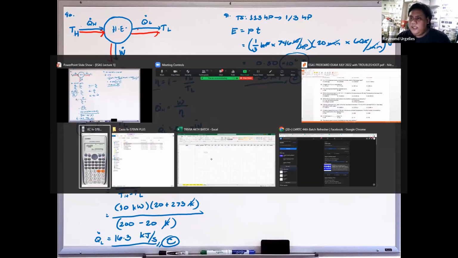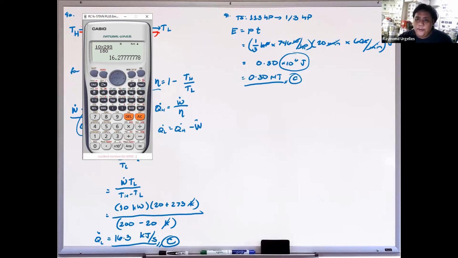Pakita ko sa inyo. Again, this is 1/3, then multiplied by 746, then multiplied by 20, multiplied by 60. Again, you will get this one. If you press this, ito pala. Tapos ito. So you get 0.3 times 10 to the 6. Again, that's megajoules. Okay?